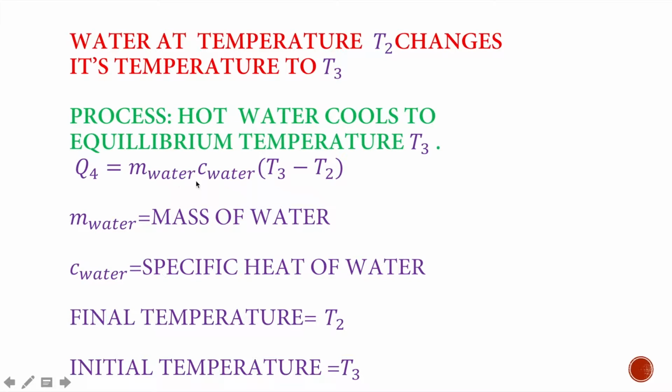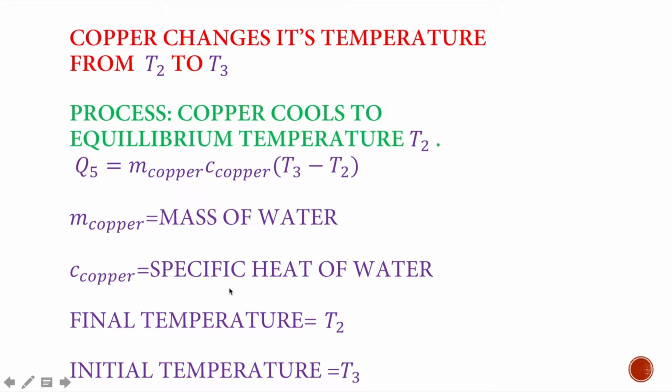Here we used mass of the water, specific heat capacity of water, because this is the hot water, not the ice. This is the hot water. That is why water for both. Then final temperature T3, initial temperature T2. This we have already told.